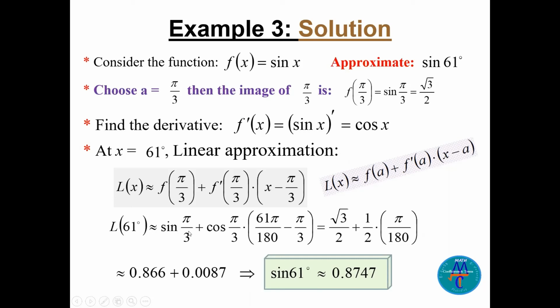Now sine pi over 3 is square root of 3 over 2. Cosine pi over 3 is a half, times, when you add the LCD, multiply up and down by 60, it will be pi over 180. So now you can leave it like this, or you can use a calculator. This is 0.866 and this is 0.0087. So the approximated value for sine 61 will be 0.8747.